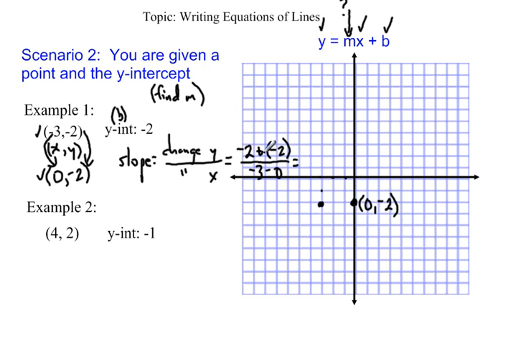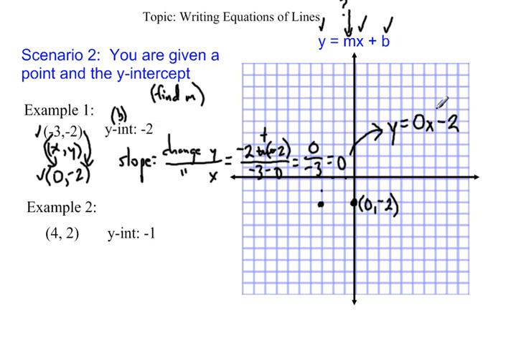Once I do that math, two negatives turn to a positive. I'm going to have 0 divided by negative 3. So my slope in this case is 0. So when I write the equation, it's going to be, do it over here, right on top of the graph. The equation is going to be y equals 0x, and then remember b I already have as negative 2.